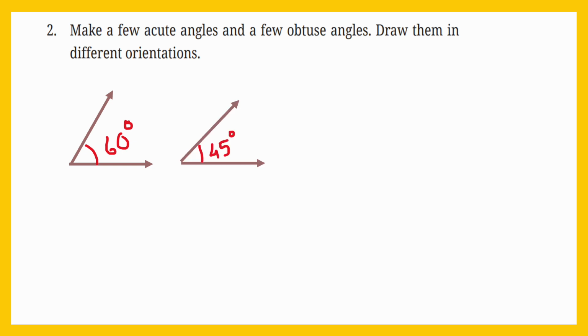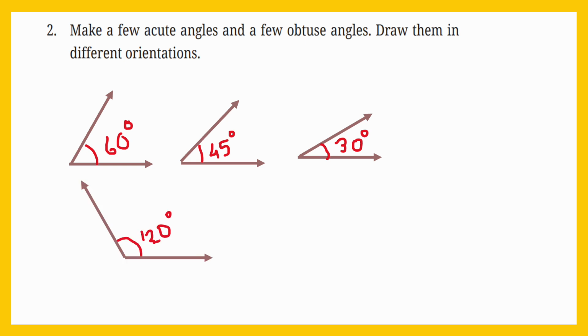See this angle. This angle is 45 degrees. This is less than a right angle. Right angle is 90 degrees. So, this is less than a right angle and this is an acute angle. See another angle, 30 degrees. This is less than a right angle. This is an acute angle.